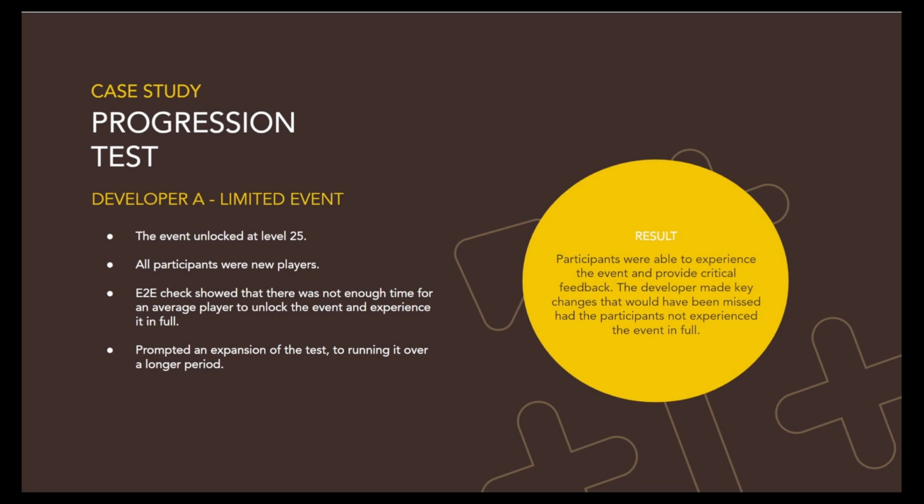A couple of case studies regarding this. So we had a progression test. You'll see developer A and developer B here. I can't go into names and games and whatnot, NDAs, etc. But this was a limited event. The event unlocked at level 25 in progress. It was a match 3 game. Participants were all new players, so some of them didn't really have experience with a match 3 game.